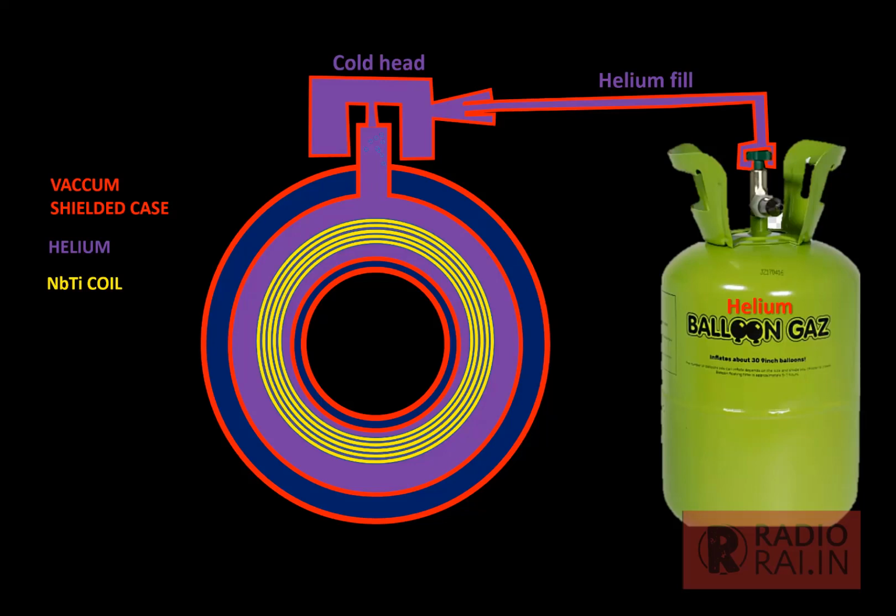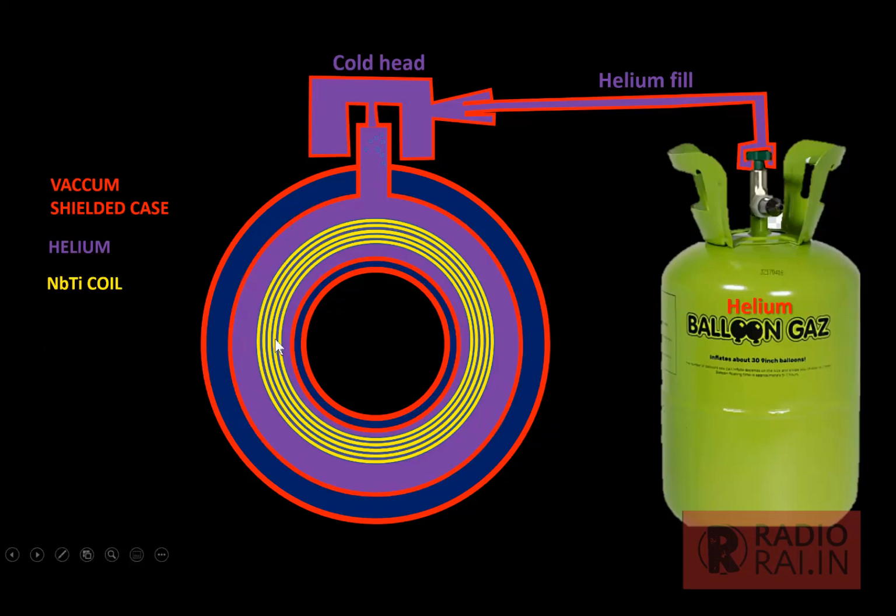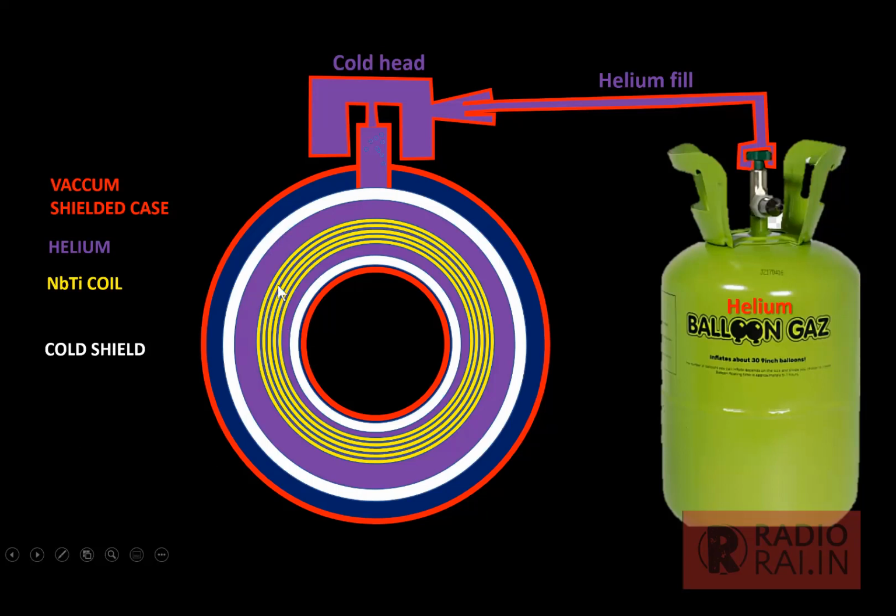Also inside this, the helium tank, there is one more coil. This is called the shim coil. This entire helium container is protected by a cold shield, which will prevent the cold temperature from being lost, like a thermos flask. It will prevent the coldness from being lost. This is the cold shield. Inside this, there is also one more coil, which is the shim coil. Now, what does this shim coil do?